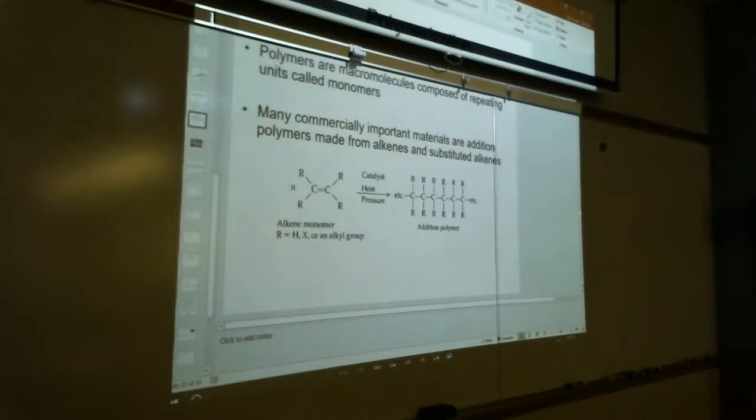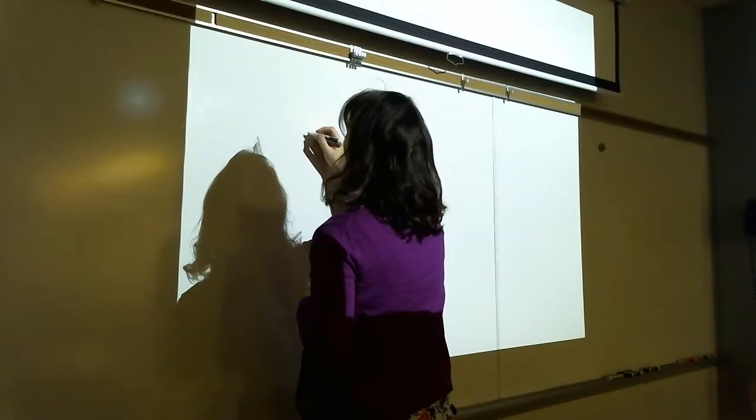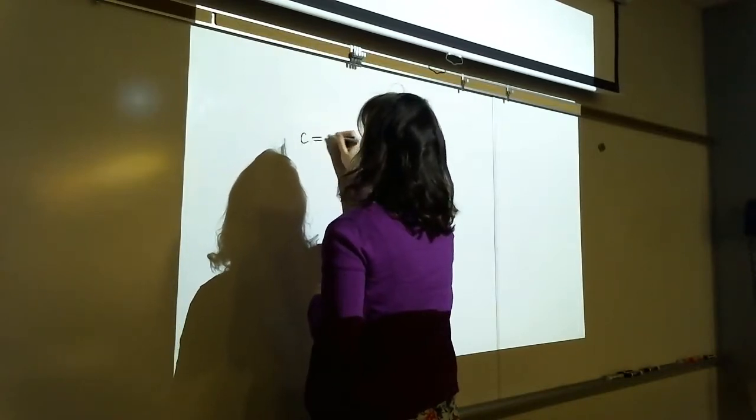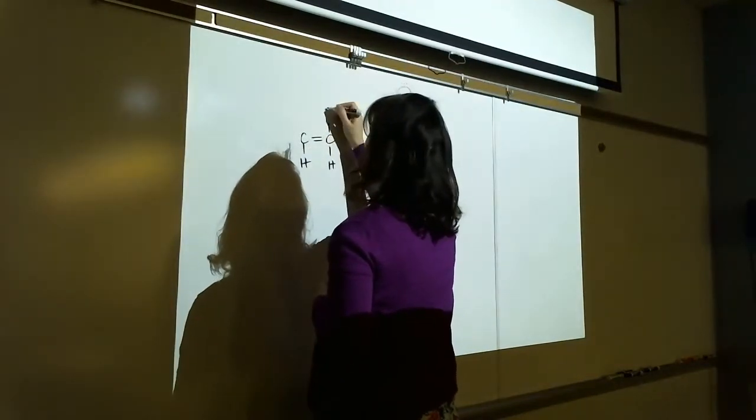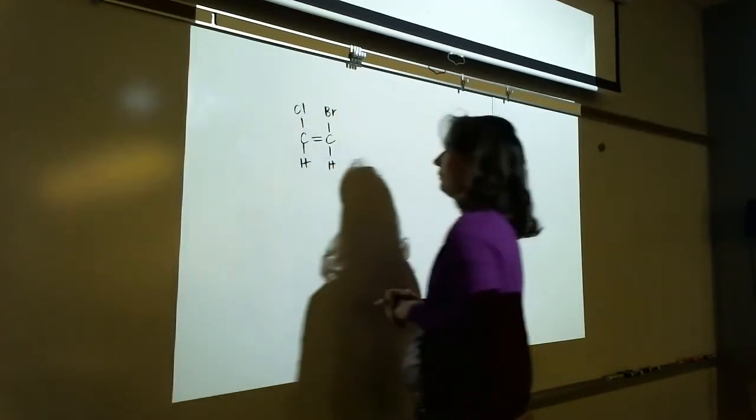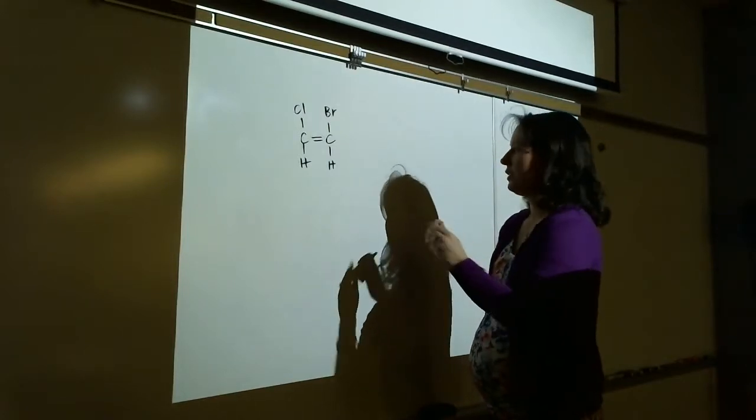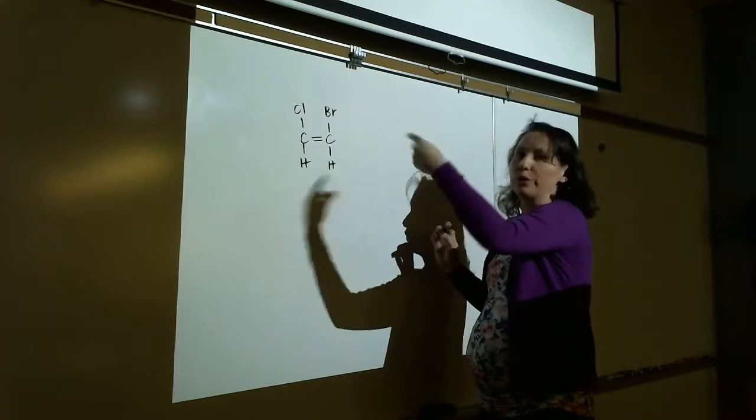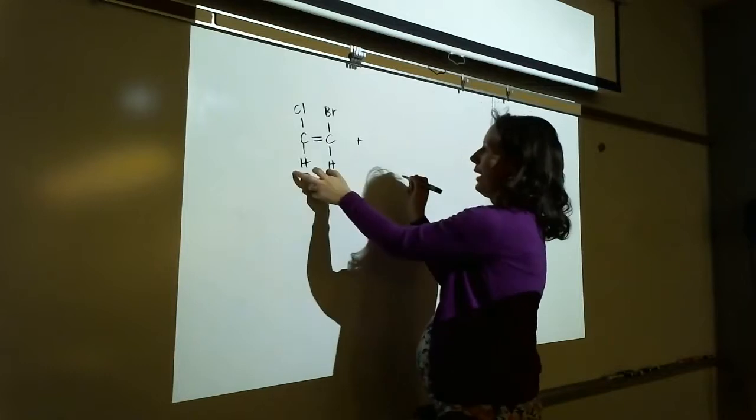And so I'm just going to put a blank slide in here. Let's just make a generic reaction. Let's pretend that you've got hydrogen, hydrogen. And let's put a Br here and a Cl here, okay? So when you have a polymer reaction, this is reacting with itself over and over and over. So it's going to react with itself.